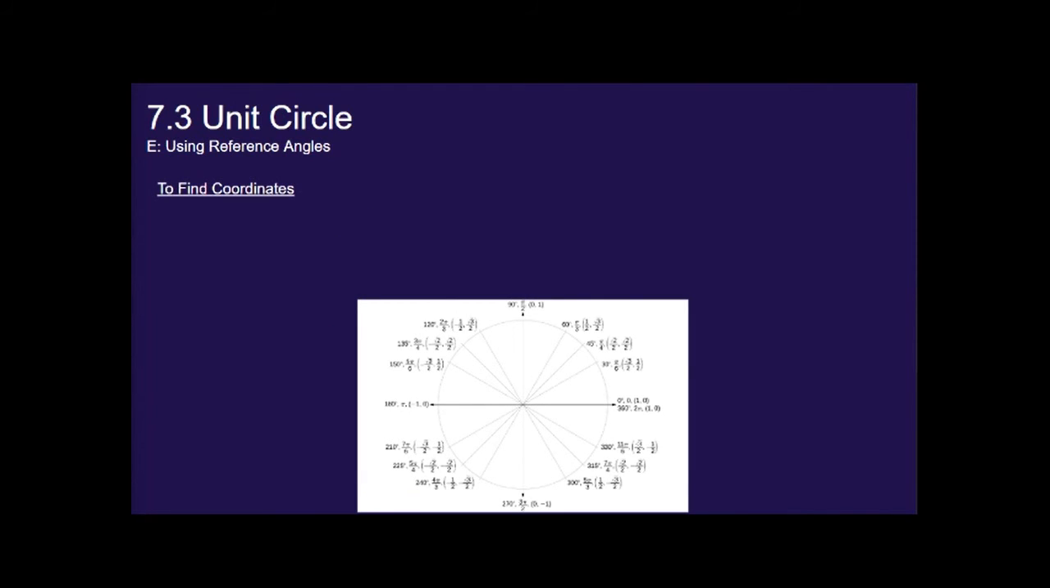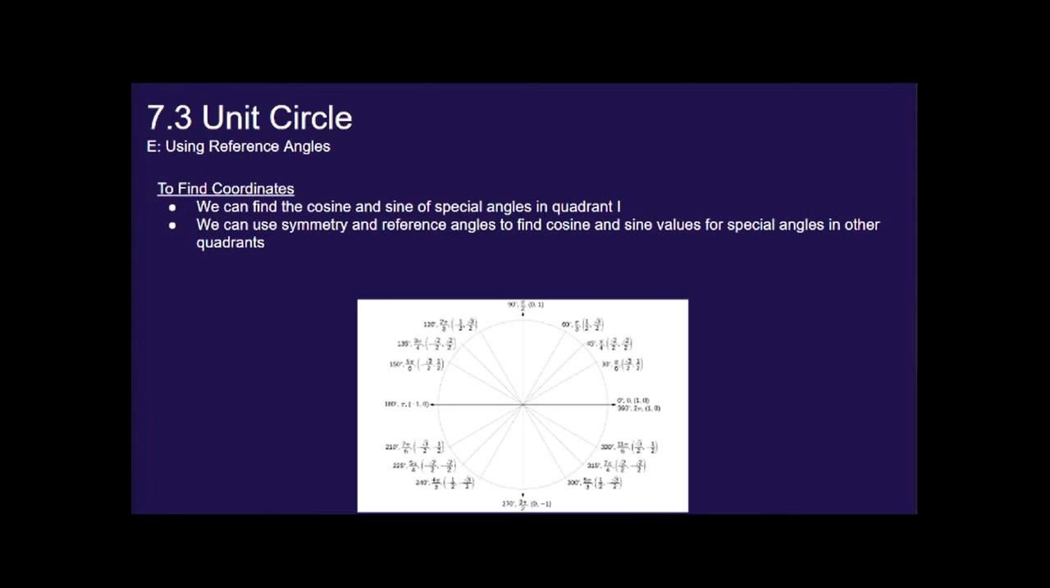So to find coordinates, we can use reference angles as well. We can find the cosine and the sine of special angles in quadrant 1, and then we can use symmetry and reference angles to find cosine and sine values for special angles in other quadrants. And so this is the concept that we've been talking about: here you have positive x and positive y. Here you have negative x and positive y. Here they're both negative. And here you have positive x and negative y.